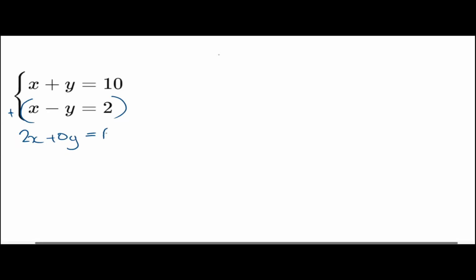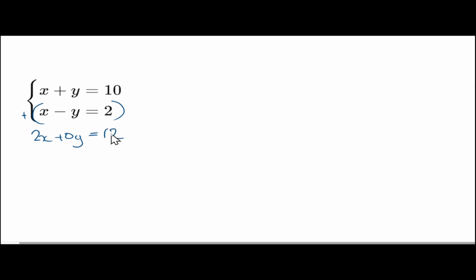Okay, so x plus y equals 10 and x minus y equals 2. The obvious thing to do here is to add the bottom one to the top one, and we're going to do that because we want to get rid of the y's. So x plus x is 2x, and positive y minus y is 0y. It disappears. The equal sign comes down, and 10 plus 2 is 12.